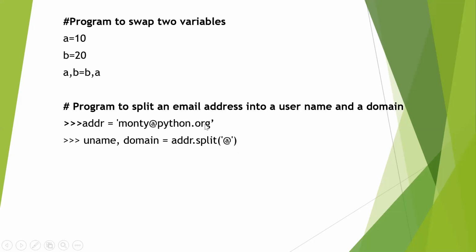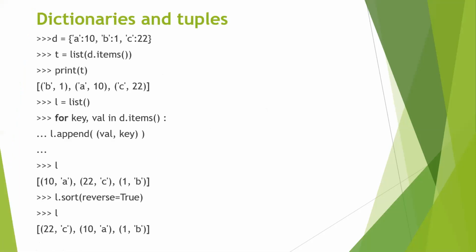Now this would create a list of elements separated by the @ symbol. So it has two elements: monty, and another element, python.org. Now, these two elements have to be assigned to a tuple, which also consists of two elements. So I have mentioned uname comma domain. The first element, which is monty, will be assigned to uname. The second element, python.org, will be assigned to domain. That is another application of tuples.